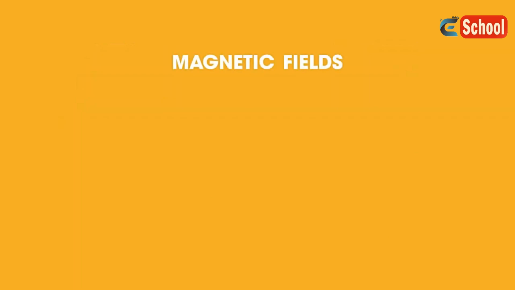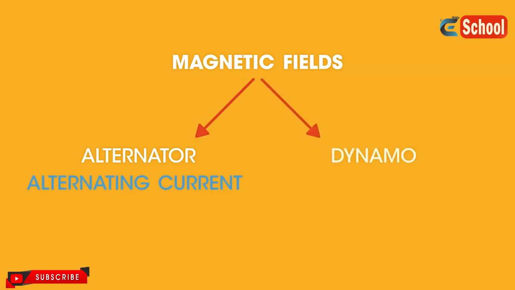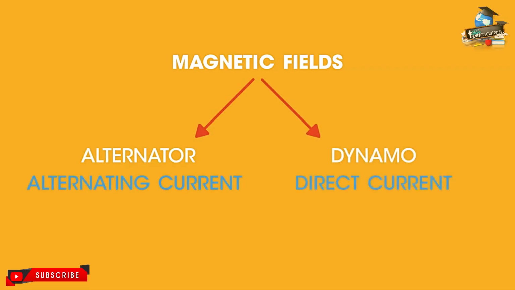In this video, we're going to look at how a change in magnetic field is used by an alternator to generate an alternating current, and a dynamo to generate a direct current. That's pretty easy to remember: A for alternator and alternating current, and D for dynamo and a direct current.